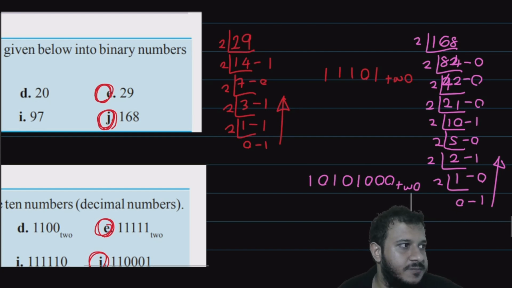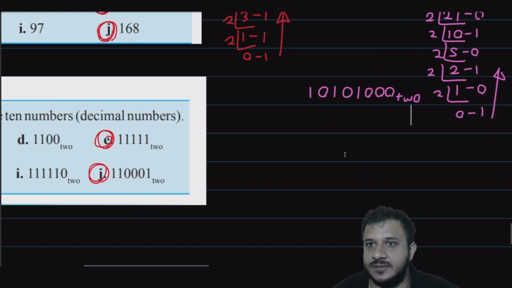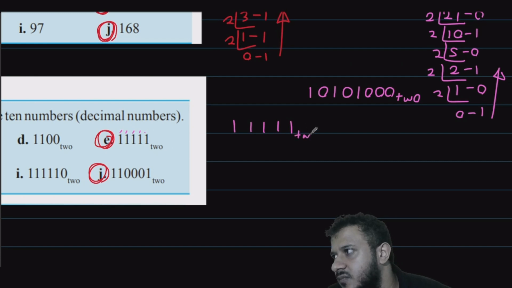Got it, everybody? So far, so good, everyone? Then the next one. 1, 1, 1, 1, 1. 1, 2, 3, 4, 5. That's base 2. We want to make it into a decimal.